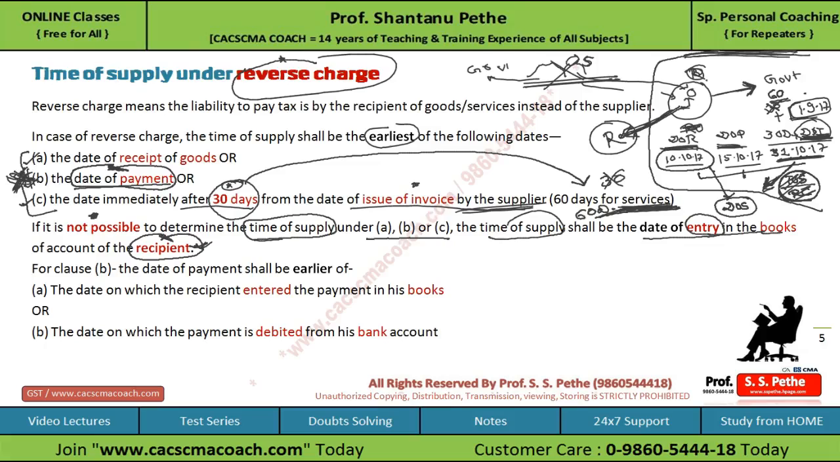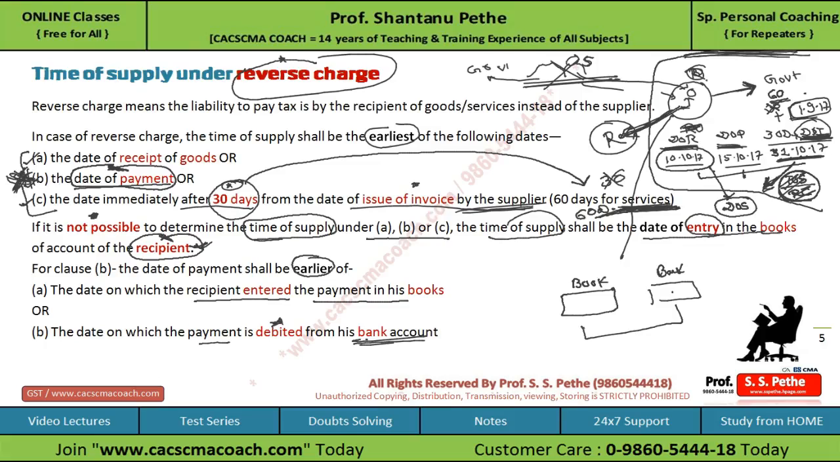The date of payment will be the earlier of these two, that is the date on which the recipient enter the payment in his book. तो ये जो recipient है, इसकी बुक में इसने जब कभी भी अपना जो अमाउंट है वो एंटर किया है बुक्स में, वो डेट चेक करनी है, and the date on which the payment is debited from his books of account. यानी रेसिपिएंट का जो बैंक अकाउंट है उसमें से वो अमाउंट कब डेबिट हुआ है. Earlier of these two dates will determine the date of payment.